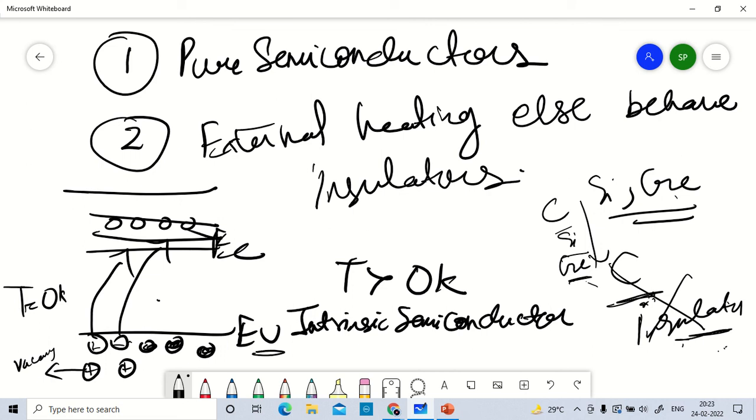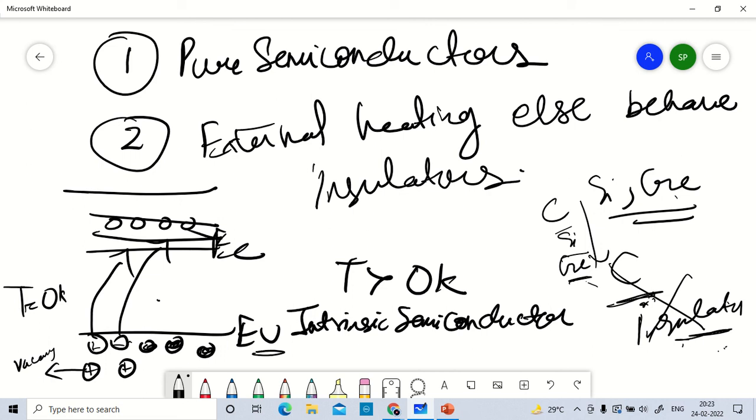So what is the difference between extrinsic and intrinsic semiconductors? Intrinsic semiconductors are pure semiconductors, whereas extrinsic semiconductors are not pure; they contain impurities within them. External heating is required in intrinsic semiconductors, otherwise they behave as insulators at room temperature, whereas this is not required in extrinsic semiconductors.